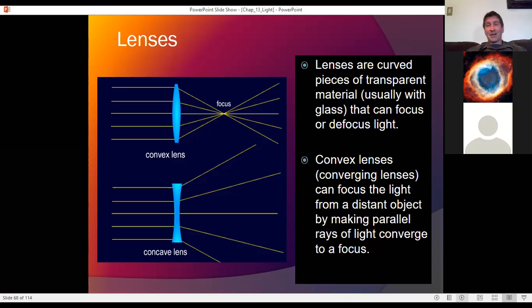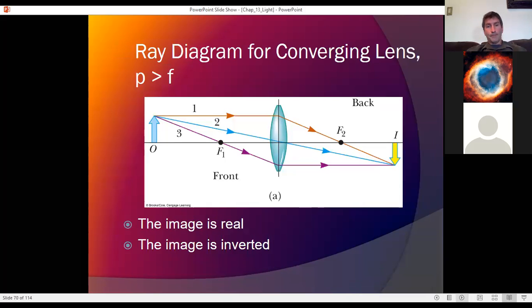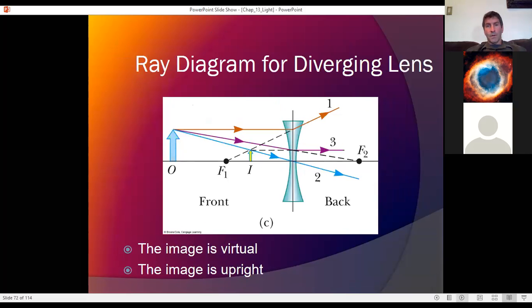A concave lens acts more like our convex mirror. Okay, here we can see with the magnifying glass, we can magnify the image when we hold it very close up. So convex lenses are used for that. When an object is more distant, it inverts the image. When it's close up, it magnifies the image. For a diverging lens, it makes everything look smaller.